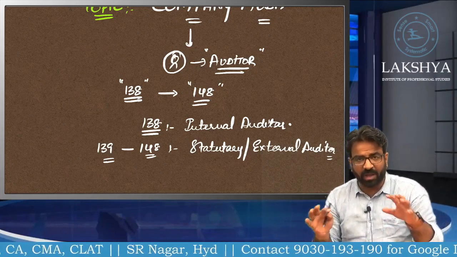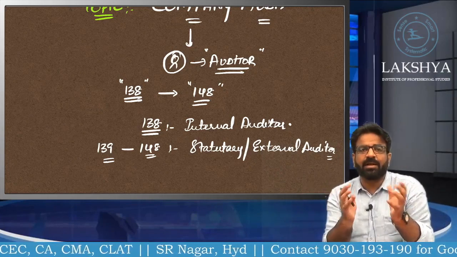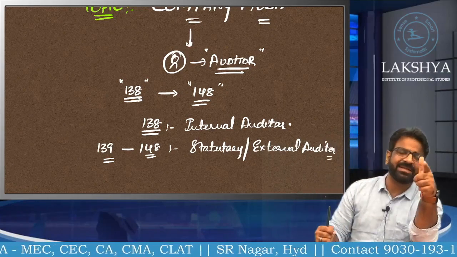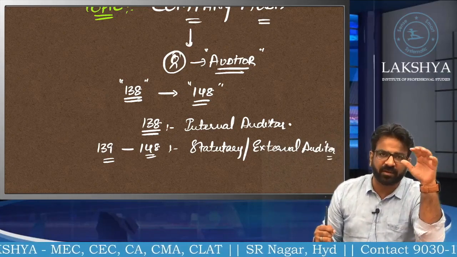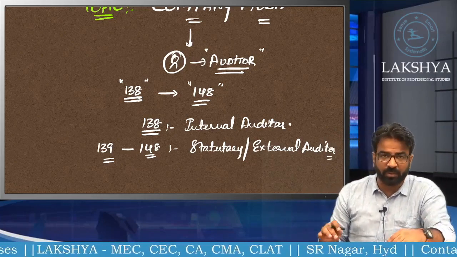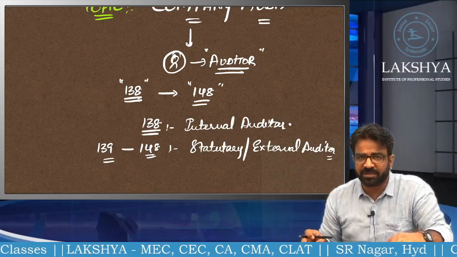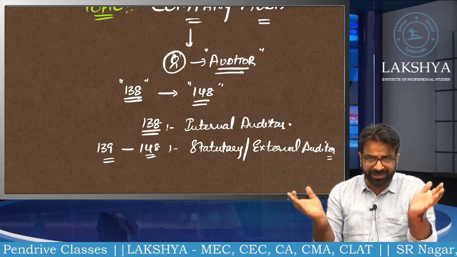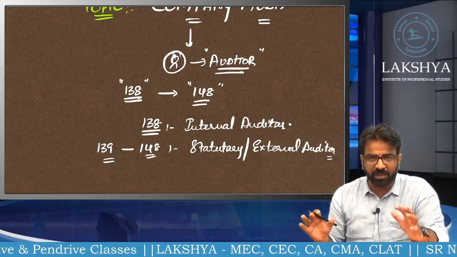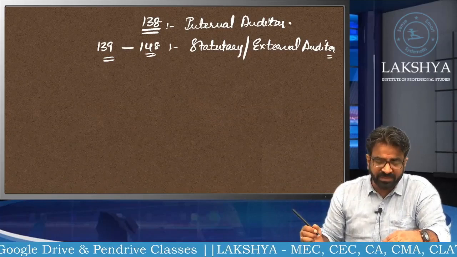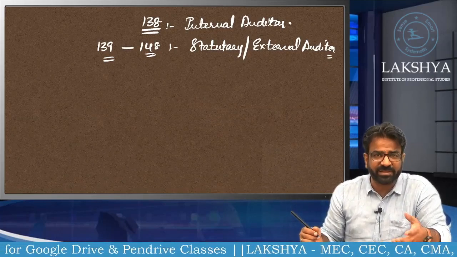So out of the total sections in the Companies Act relating to the auditor, we have only one dedicated section when it comes to the internal audit. And the remaining Sections 139 to 148 only talk about the external auditor. I hope everyone understood the intention of this lecture and the structure of these sections of the Companies Act. So let us first start with the external audit.